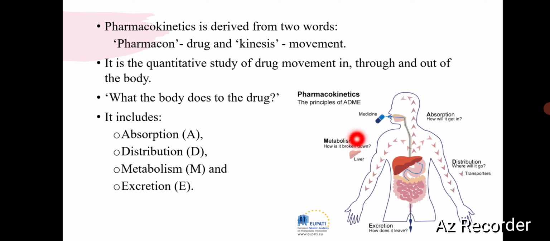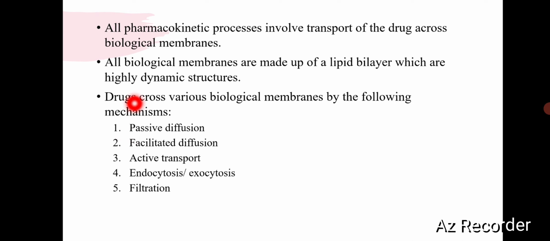Whenever a drug is given orally, it first reaches the GIT, gets absorbed from the GIT, then gets distributed throughout the body. Further, it gets metabolized mainly in the liver and ultimately gets excreted from the body. All this pharmacokinetic process involves transport of drug across the biological membranes.